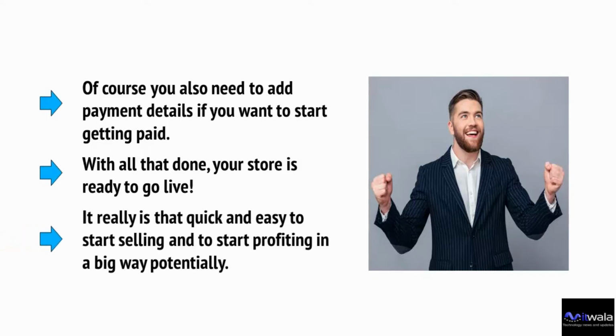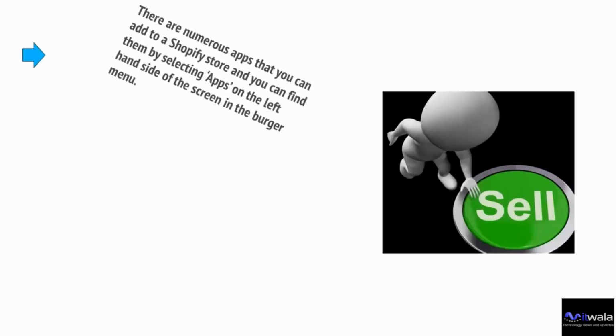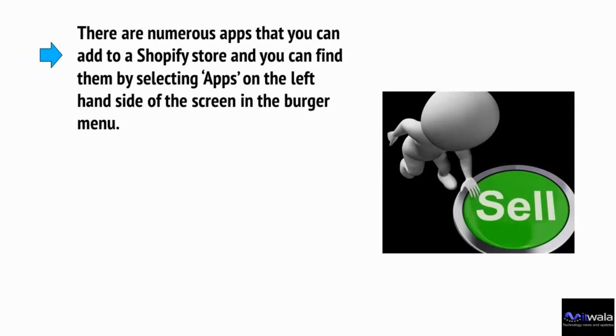It really is that quick and easy to start selling and to start profiting in a big way, well, potentially. If you want to add extra functionality to your site, you can start adding apps as well, which work just like WordPress plugins to enhance the features of your store. There are numerous apps that you can add to a Shopify store, and you can find them by selecting Apps on the left-hand side of the screen in the burger menu.